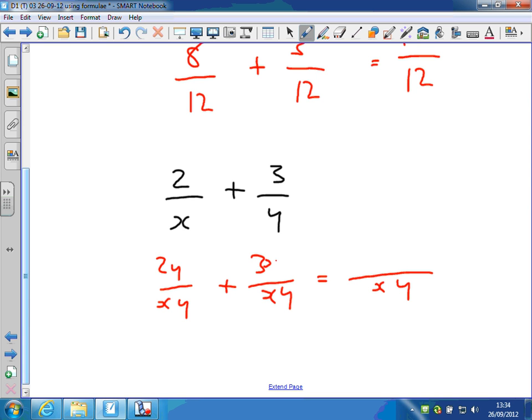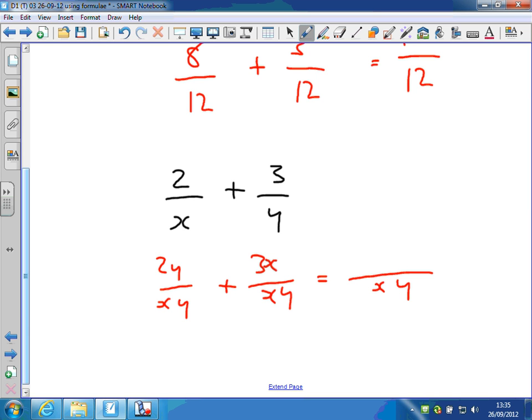3x. What have I got to times the Y by to get XY? X. So times the top by X. And now, still on the question, I'm just expanding on it, okay? Now I've got a common denominator, so I can then add these at the top.